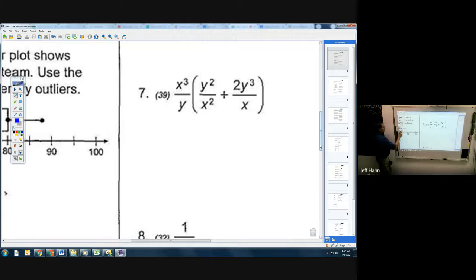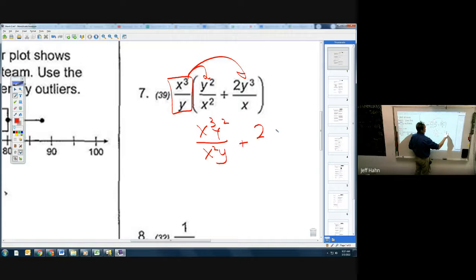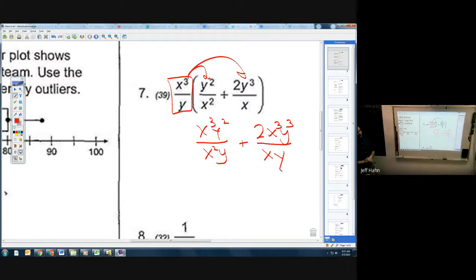I don't know if it's the fractions that make everybody get all bent out of shape with this, but please understand, this is just distributive property. You are just taking this fraction and multiplying it by that fraction, which means you get x cubed y squared over x squared y on top. Stop me there if you don't get that. It's just multiplying x times that and that times that. Plus, now you do the same thing, multiply that times this, which means you get 2 x cubed y cubed over xy. Still good?